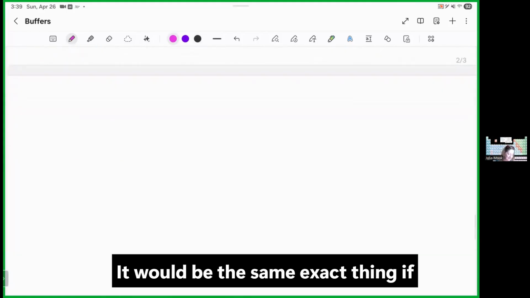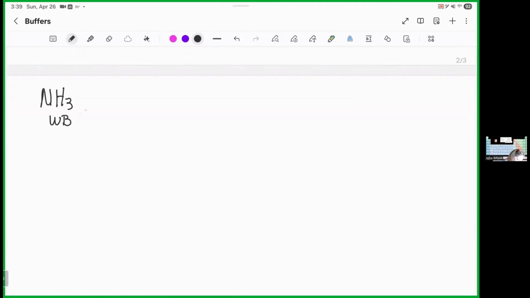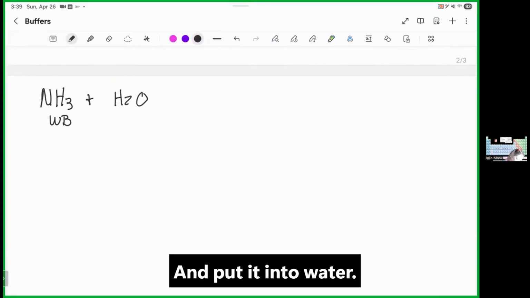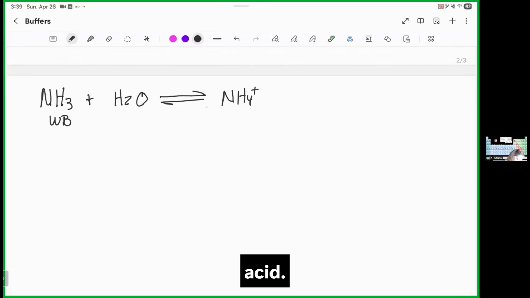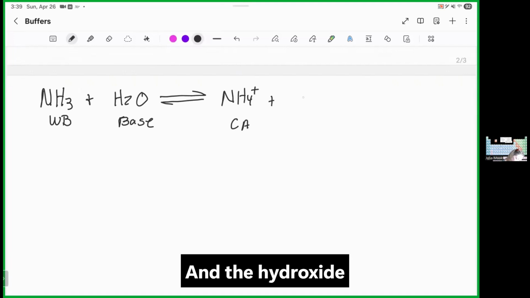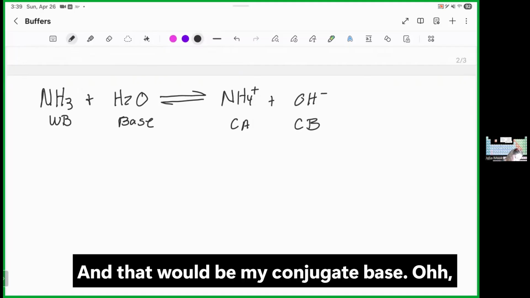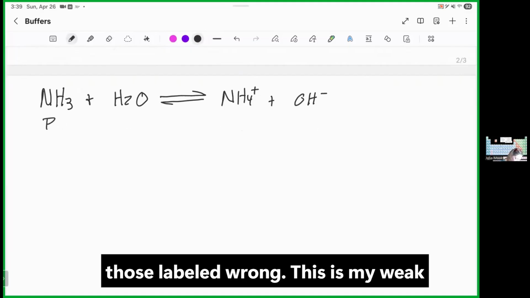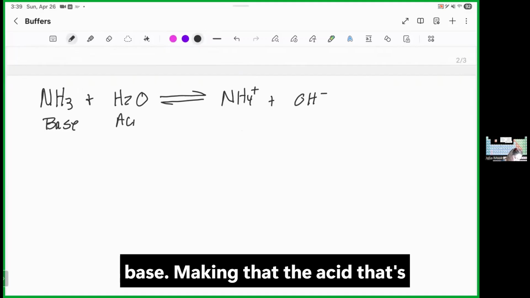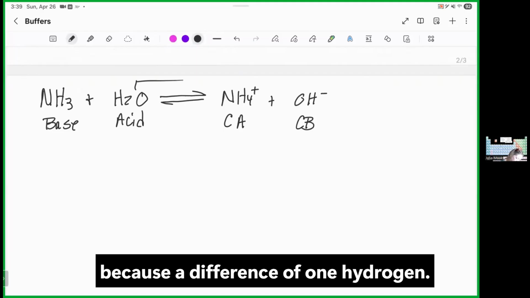It would be the same exact thing if we were doing the ammonia buffer system. So my weak base, put it into water. I get my conjugate acid and the hydroxide ion. Oh, wait, hold on. I've got those labeled wrong. This is my weak base, making that the acid that's donating the hydrogen. That's my conjugate acid. That's my conjugate base, because of the difference of one hydrogen.